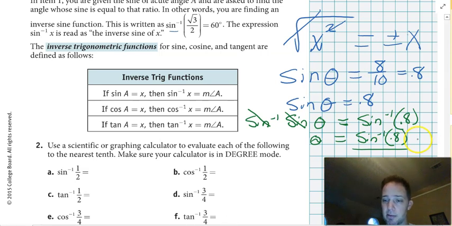So let's try some of these in the calculator. We have some right here. We have sine inverse of 1/2, cosine inverse of 1/2. We have all these that we can try.